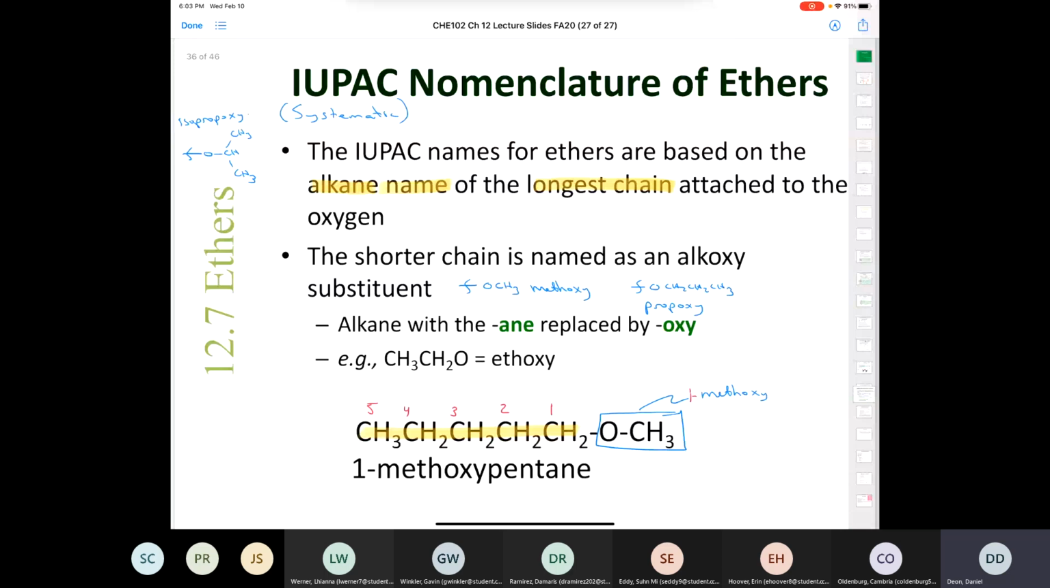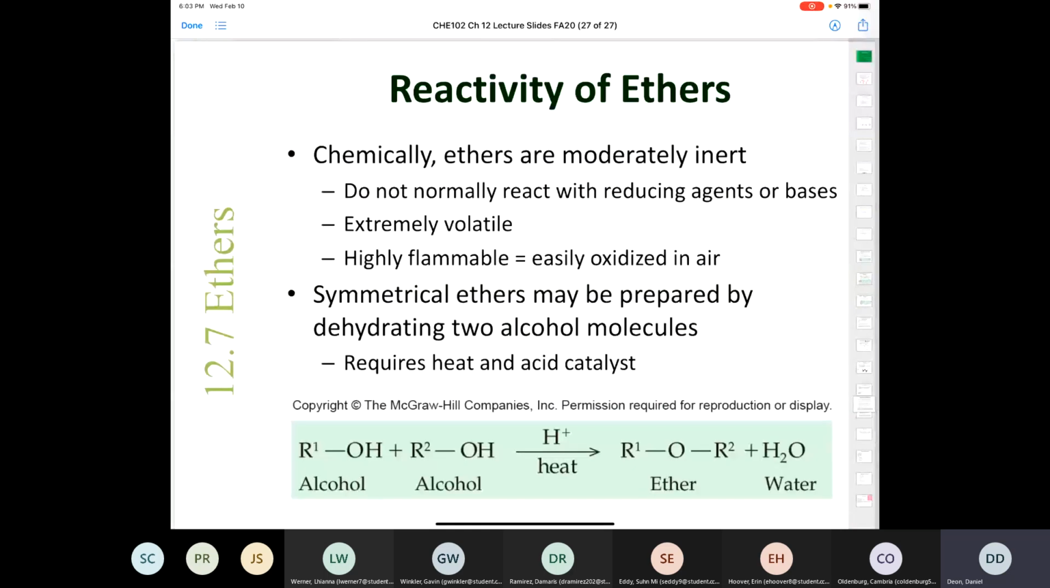Now, in terms of reactivity of ethers, I'll level with you. There's not a whole lot you can do with ethers. Chemically, ethers are moderately inert. They normally don't react with the regular old reducing agents and bases. To be honest with you, most ethers are commonly used as solvents, to actually dissolve your reactants for your reaction. However, let me also add that another reason you want to steer away from ethers is that they're really flammable. So they're pretty dangerous to work with too. You want to be careful around the ethers.